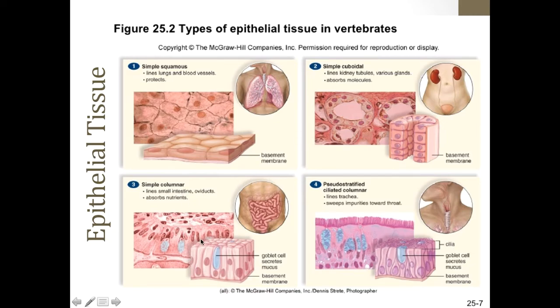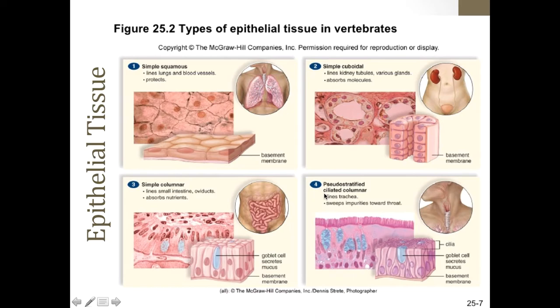Okay. Here we have simple columnar. This lines the small intestines and oviducts, the ovaries, and absorbs nutrients. So there's a little bit more protection because they're longer. Goblet cell secretes mucus. We have a mucus area in there as well.